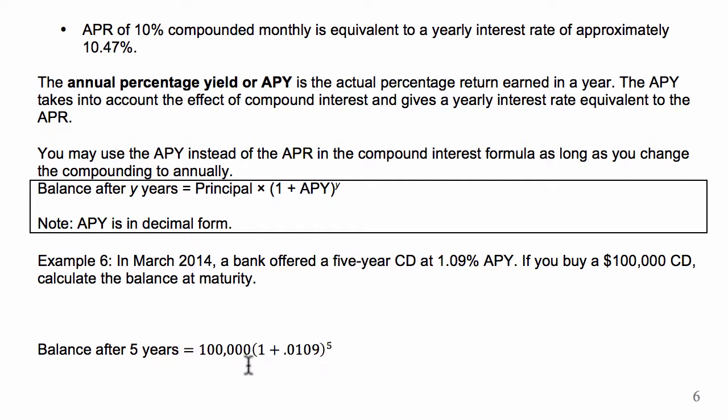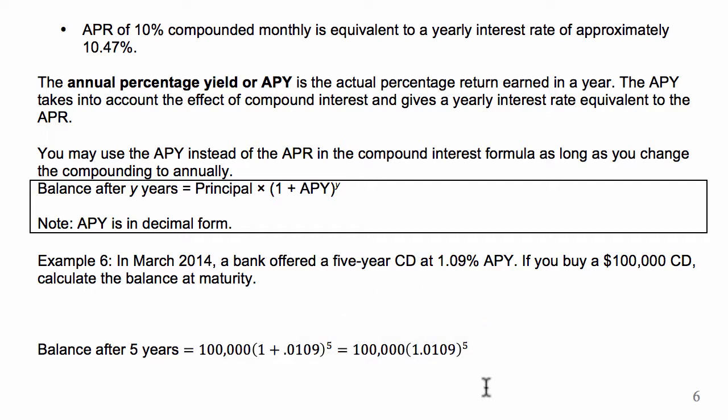100,000 times 1 plus 0.0109 to the fifth power. Notice we put APY in decimal form before putting it into our formula. Also notice we let y equal 5 since we wanted the balance after 5 years. To simplify, we combine 1 with 0.0109 to get 100,000 times 1.0109 to the fifth power.